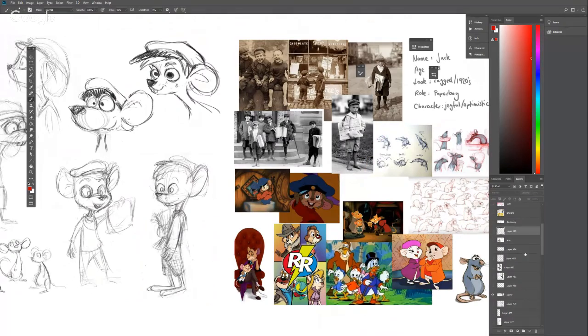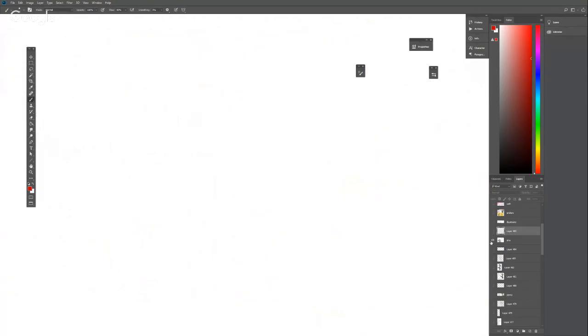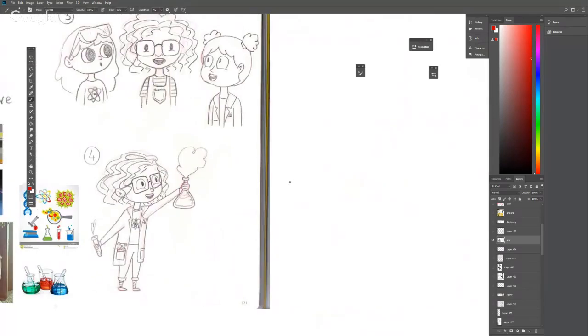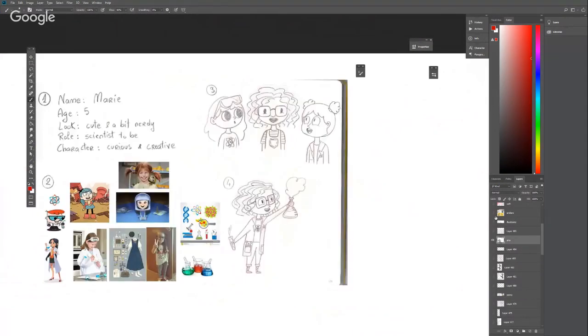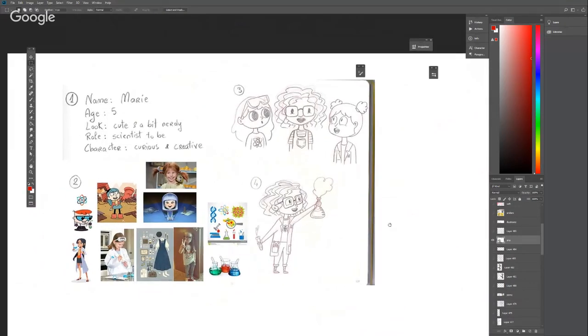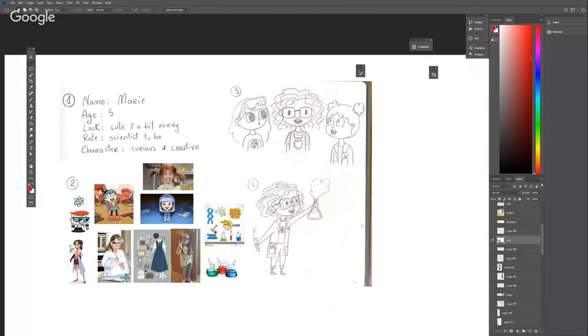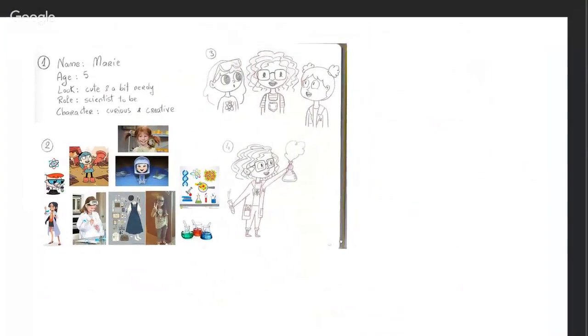So thank you for your homework. It's awesome. So don't be discouraged by the feedback. Learning to draw takes a lot of time. So let's look at the different one. So Marie, age 5, cute and a little bit nerdy, scientist to be, curious and creative. Okay, so let's look at some.